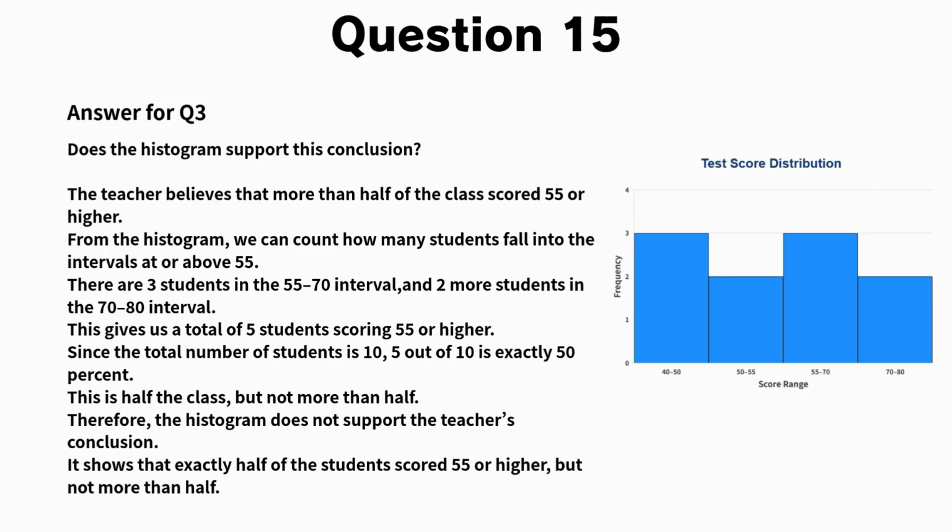5 divided by 10 equals exactly 50%. This means exactly half of the students scored 55 or higher, but not more than half. The teacher's belief was that more than half scored 55 or higher, which would require more than 50%. Therefore, the histogram does not support the teacher's conclusion. The data shows that exactly half the students scored 55 or higher, but the teacher believed it was more than half. The evidence contradicts the teacher's expectation. This question tests your ability to use precise data analysis to evaluate claims, distinguishing between half and more than half with mathematical precision.